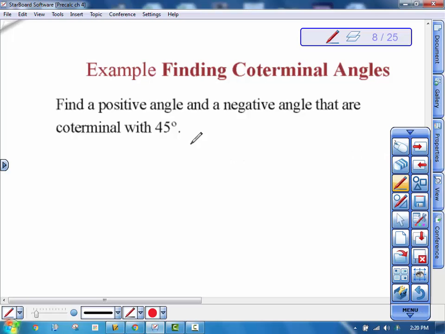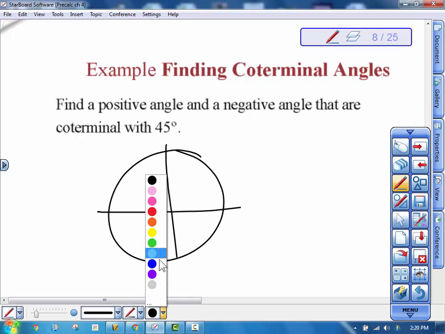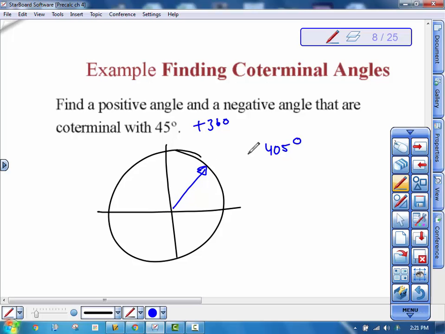So here's an example then of finding a positive angle and negative angle that are coterminal with 45. If you draw 45, I want one to be positive, one to be negative. So I'm going to add 360 to 45 to get the positive one. This gives me 405. So 405 degrees is the same direction, but obviously it's a different angle, technically. And then the negative one, I'll take 45 and I'll subtract 360. Negative 315. So there's two coterminal angles.